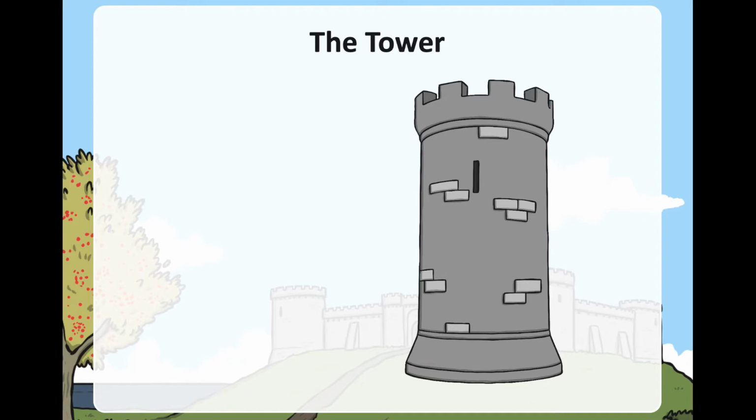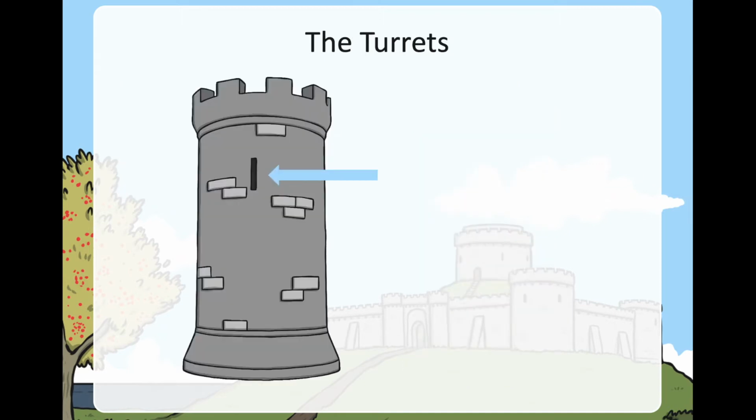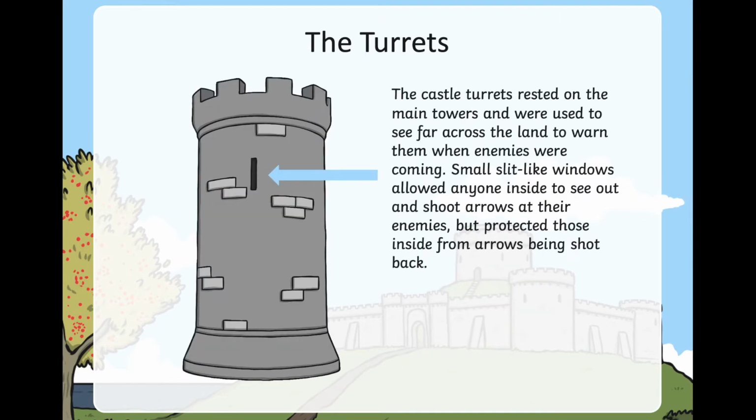The tower. The tower was a circular or square building which was used for a lookout and for defence. It made the castle more stable and could even put off attackers trying to invade the castle. And can you see in that tower, can you point to the arrow slit? Can you point to the battlements? Well done, you two.